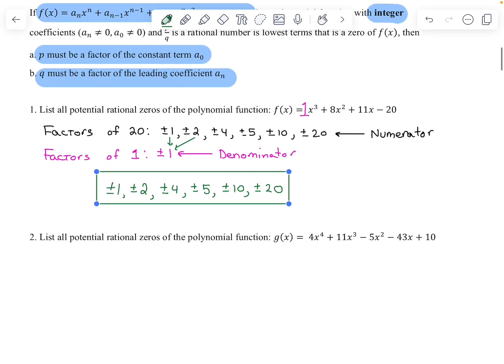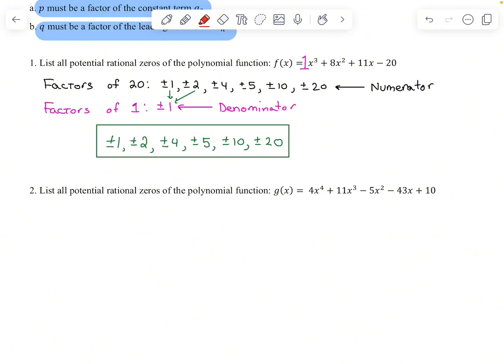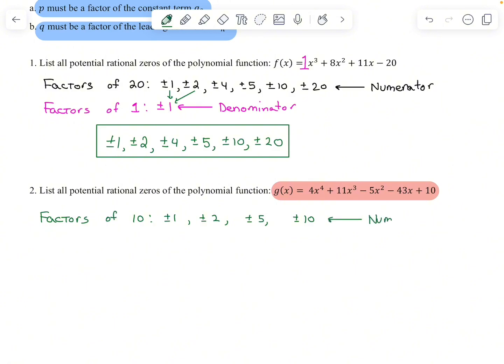All right, let's take a look at another example. List all potential rational zeros of the polynomial function g of x. Just like the previous example, I'm going to start by listing all of the factors of the constant term, which is 10. And that's plus or minus 1, plus or minus 2, plus or minus 5, and plus or minus 10. And these are the numbers that will appear in the numerator.